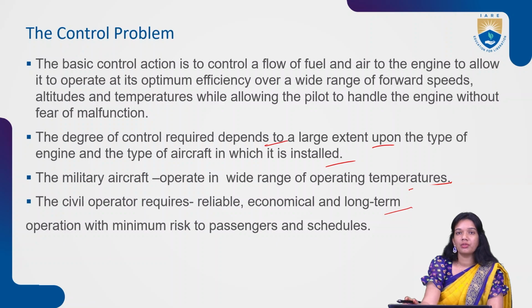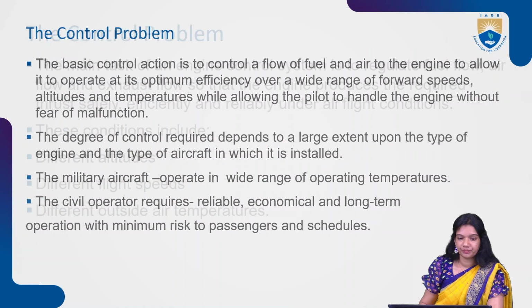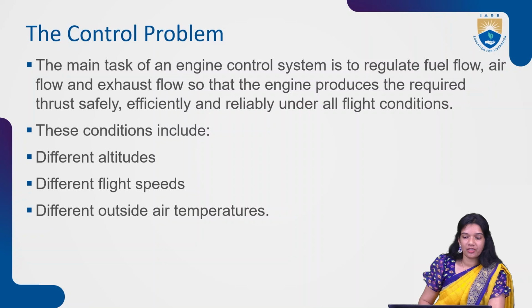It only wants a safe flight, finishing the given mission profile, with minimum risk to the passengers and schedules. But for a military aircraft, that is not the case. It has to operate at different temperatures and different conditions. So that is how you maintain a very reliable and efficient controlling unit for the system. These flight conditions include different altitudes, different flying speeds and different outside air temperatures.